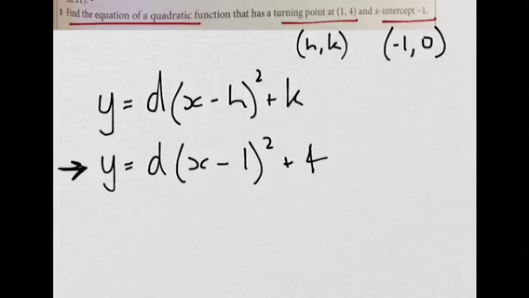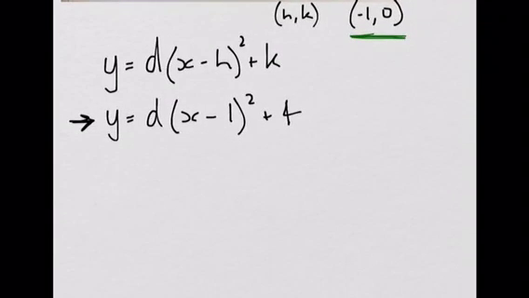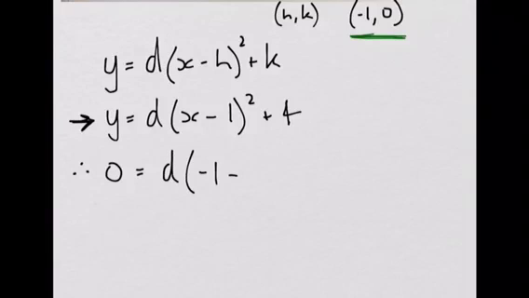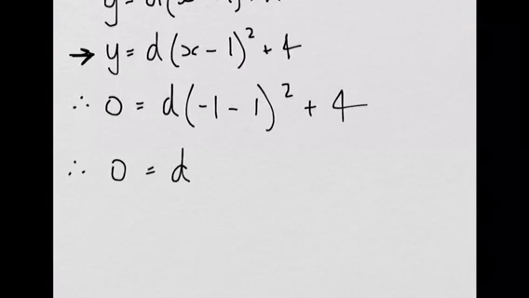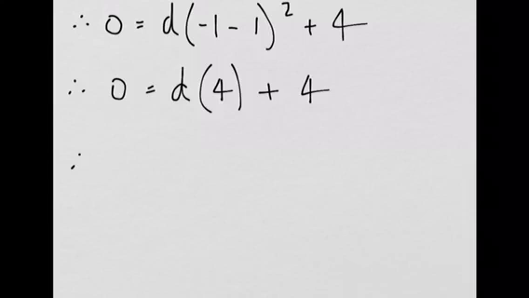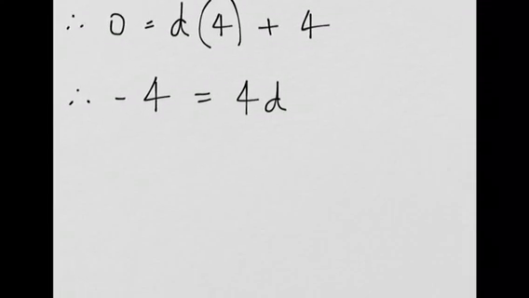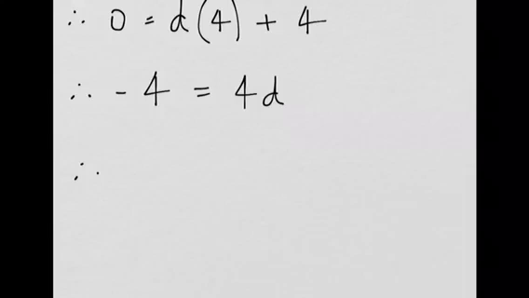Now we've still got a y, d, and an x unknown. But they have given us some x and y values in the form of an x-intercept, so we can substitute those into our equation. So what were they? y equals 0. Therefore, 0 equals d times (-1 minus 1) squared plus 4. Therefore, 0 equals d times (-2) squared, which is 4, so that's 4d plus 4. We can move the +4 to the other side, so -4 equals 4d, and divide by 4 both sides, and we get -1 equals d, or d equals -1.